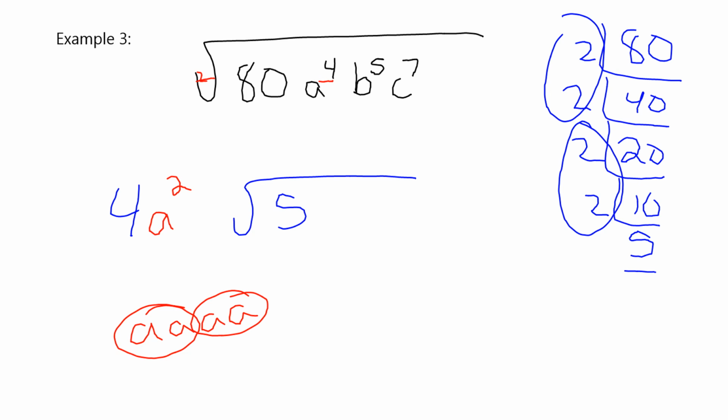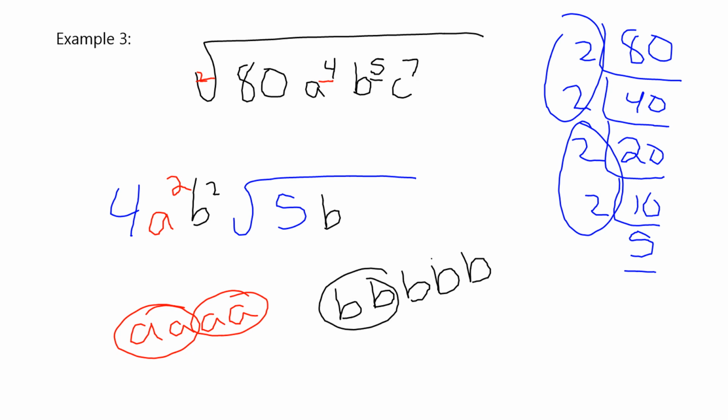Now let's try the b. We have b to the 5th. 5 divided by 2 is a fraction, but if we take 4 divided by 2, we get 2. So b squared, and then there's 1 left over. And again, b, b, b, b, b, because there's 5 of them. We circle our pairs, 1, 2, so b squared, and then this b goes right there.